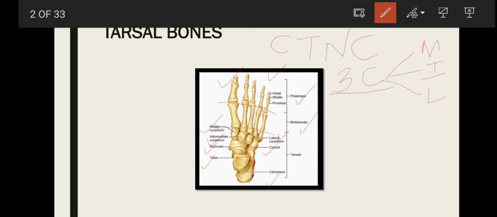So the names of the tarsal bones, from the upper side, are calcaneus, talus, navicular, cuboid, and three cuneiform bones: medial cuneiform, intermediate cuneiform and lateral cuneiform. You have to know their locations, because when we learn the muscles and it is said that a muscle inserts into the medial cuneiform, you should know where the medial cuneiform is.